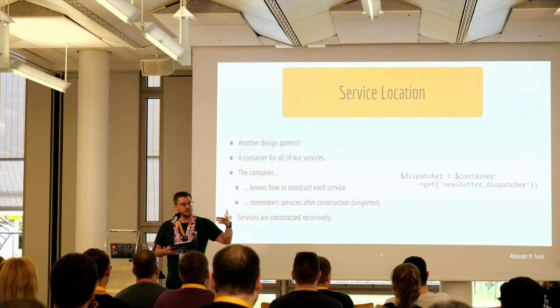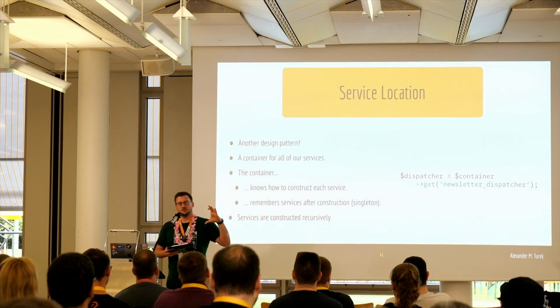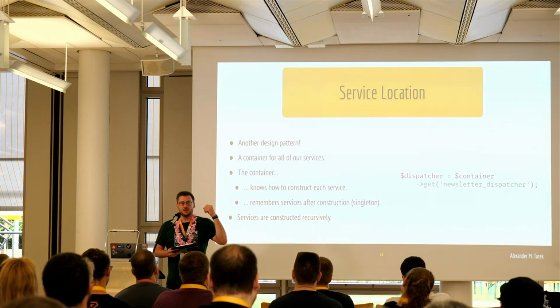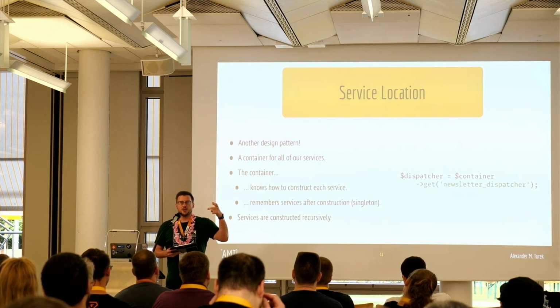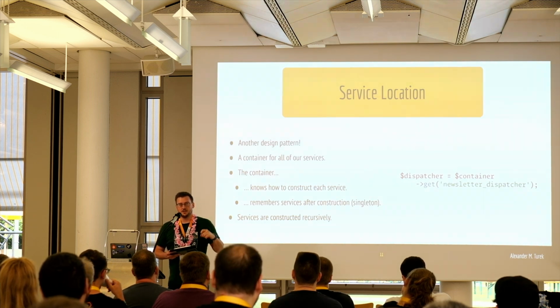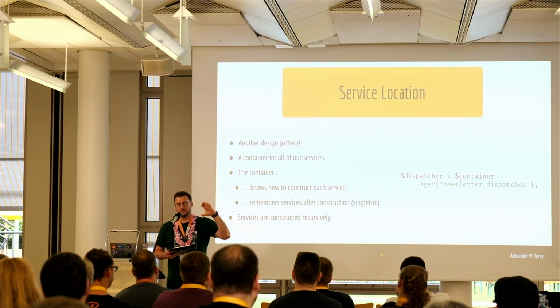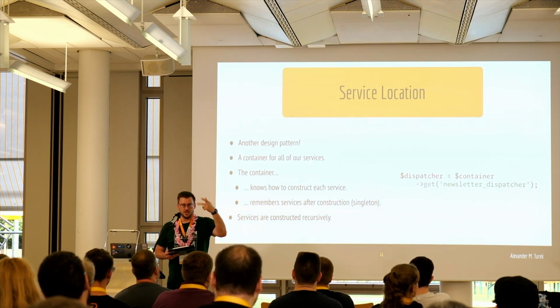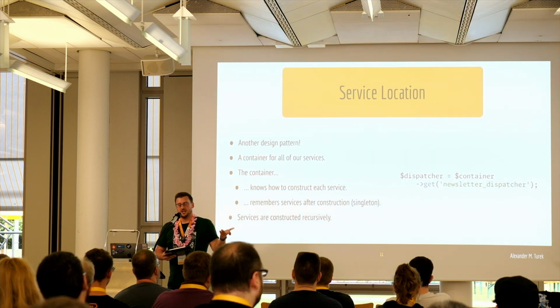Ideally, the container does not contain all the services already constructed, but it has blueprints, like factory methods, for all the services. So when I ask the container for a newsletter dispatcher, it knows how to create it and how to create its dependencies. The dispatcher is created recursively because the dispatcher has a dependency on the mailer, and then the container looks up in itself, how do I construct a mailer, and so on.